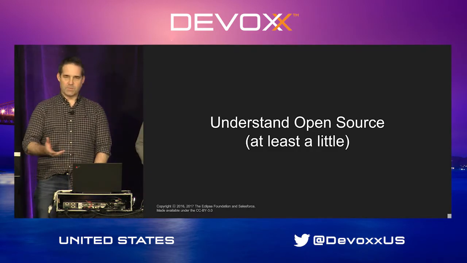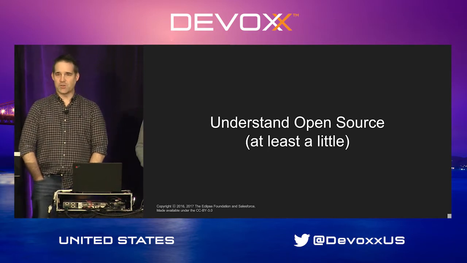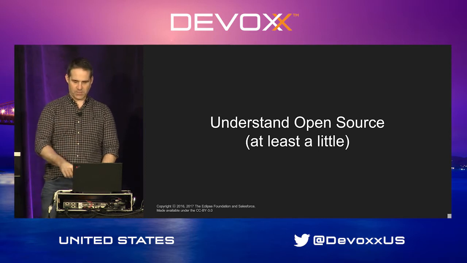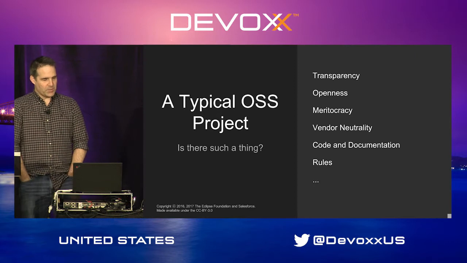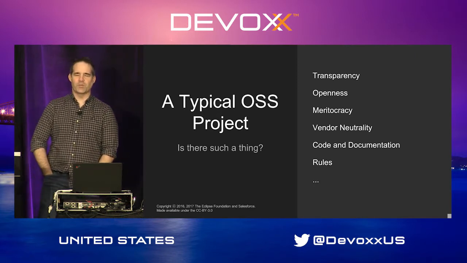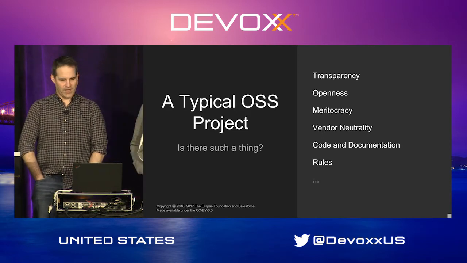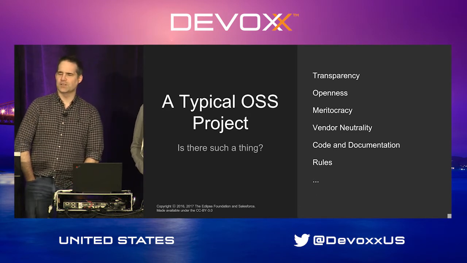So to begin, we figured we would lay down a little bit of background to understand what open source is and how open source software actually works. A typical open source software project really doesn't exist. There's no one single definition. Open actually means a lot of things to different people.